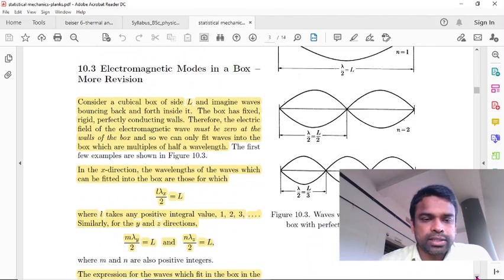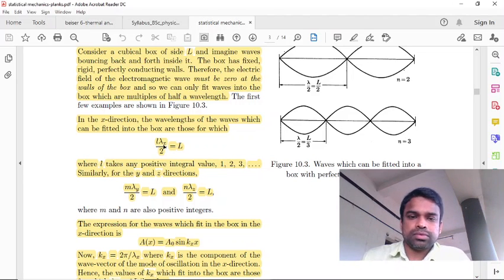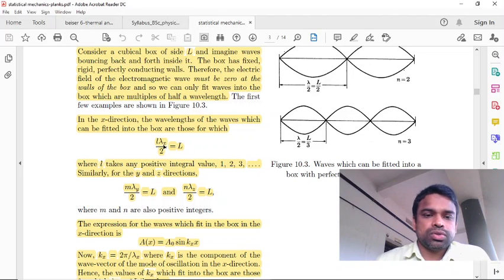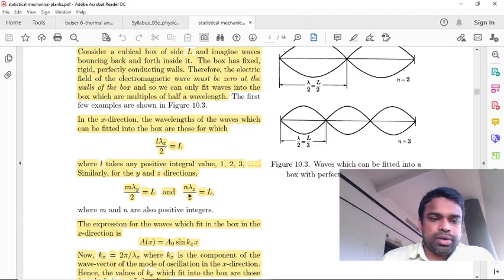Okay, and in the x direction, the wavelengths of the waves which can be fitted into the box are those for which, from this information, we can write l lambda x by 2 equal to L. This l takes any positive numbers 1, 2, 3, and for y and z directions we can also write m lambda y by 2 equal to L and n lambda z by 2 equal to L, where again m and n are positive integers.